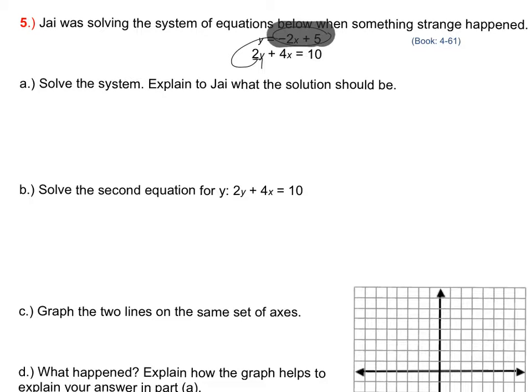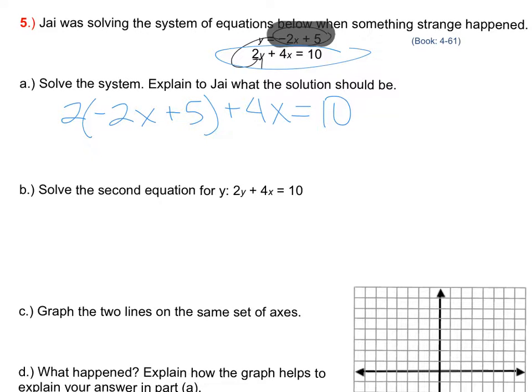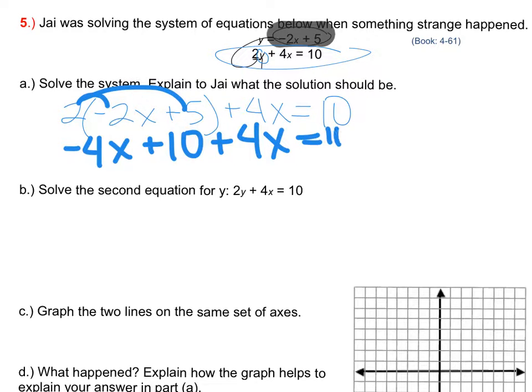in the second equation. So the second equation now becomes 2, and in parentheses, negative 2x plus 5, close the parenthesis, plus 4x is equal to 10. So we're taking the second equation and substituting in negative 2x plus 5 in for y. We're going to distribute inside the parentheses to get negative 4x plus 10 plus 4x equals 10.